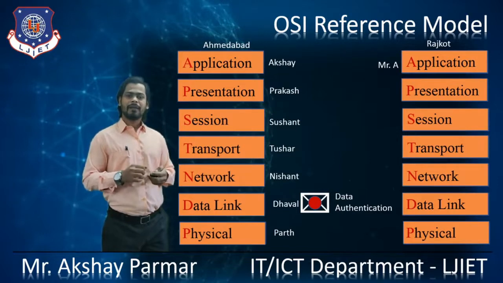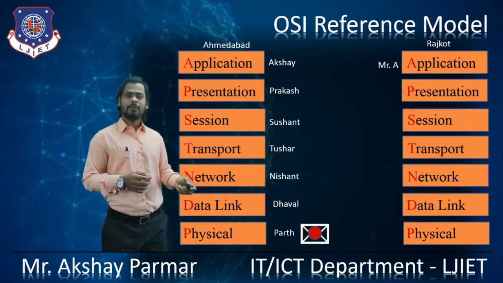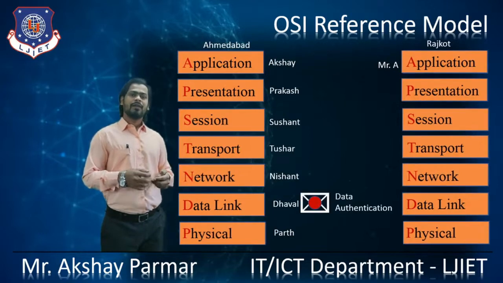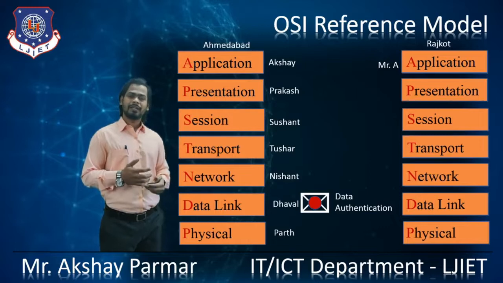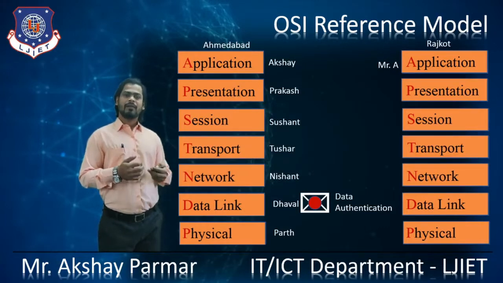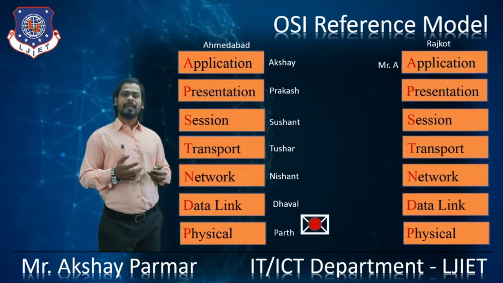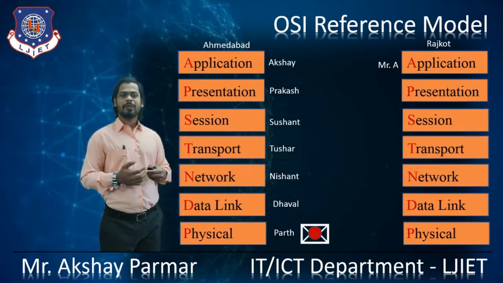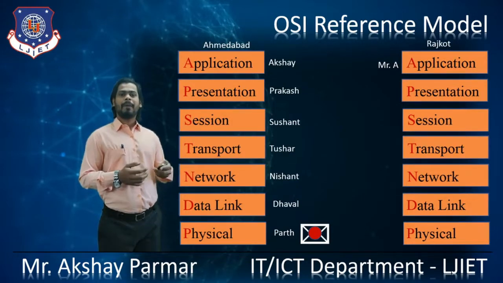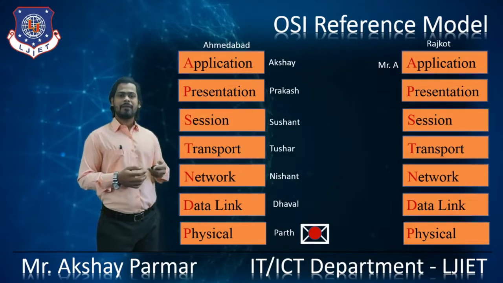After that rubber stamp sealed envelope, he will send the envelope to Parth. Parth works at the physical layer, right? Parth will send the data to Rajkot. Dhaval has assured the data authentication, right? After that, Dhaval will give the envelope to Parth and say, take National Highway number 8, by that you can reach Rajkot as early as possible, right? So Parth will take National Highway number 8.